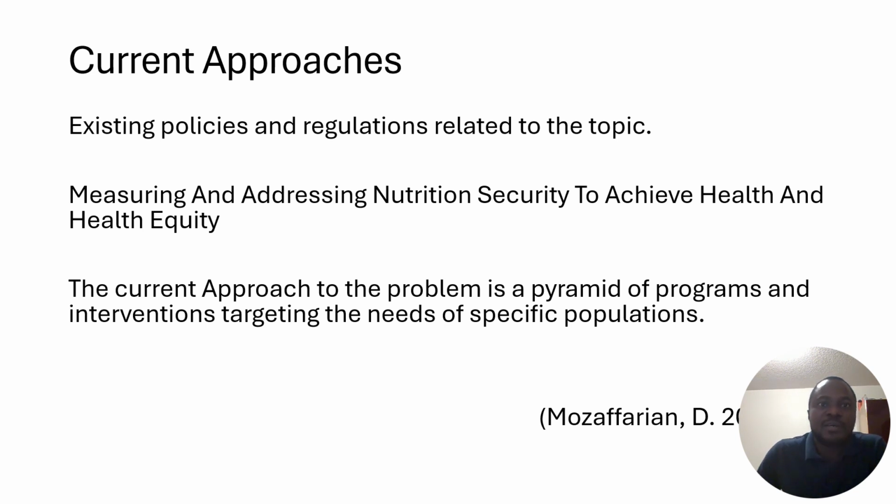Current approach. One current and existing policy that is related to my topic that I would like to discuss is the measuring and addressing nutrition security to achieve health and health equity policy, which has the main objective as to have accessible nutritious food. Nutrition security can be addressed through multi-level, multi-sectoral approaches. Within health systems, interventions include medically tailored meals, produce prescriptions, nutrition and culinary education for patients and providers, and electronic nutrition security screening and referrals.